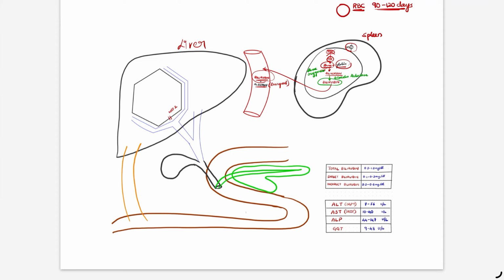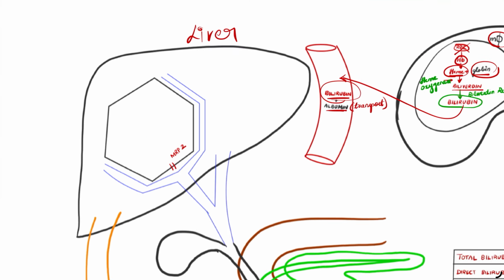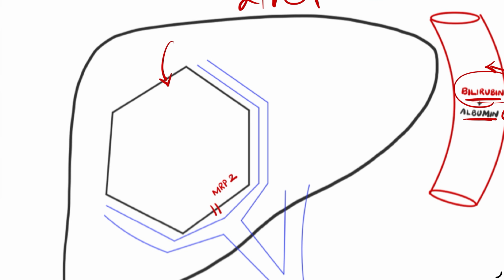on reaching the liver, has hepatocytes. These hexagonal shaped cells are the hepatocytes. Surrounding them are these biliary canaliculi. So, this bilirubin, on reaching the hepatocytes, is taken up inside them. But albumin is not taken up, it is left behind. Only the free bilirubin enters the hepatocyte. This free bilirubin is called indirect, or it is in unconjugated form.